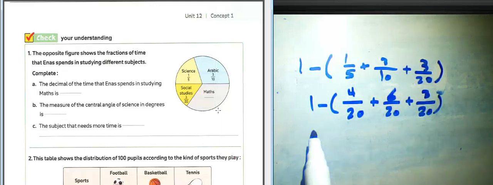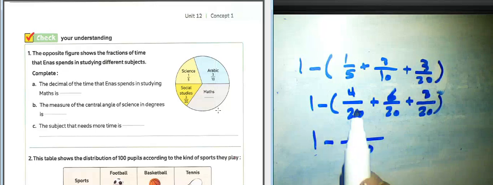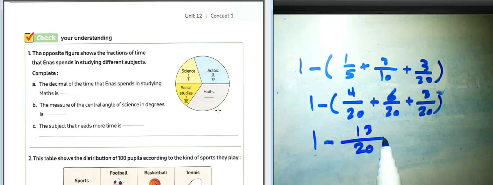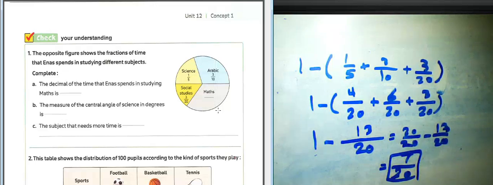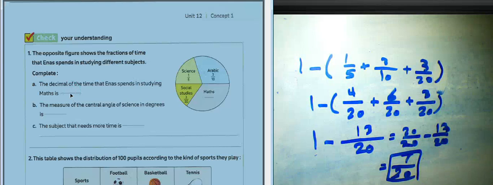And here 3 over 10. Add here: 4 plus 6 is 10, 10 plus 3 equals 13. We can convert 1 to 20 over 20. Subtract 13 over 20. 20 subtract 13, it will be 7. 7 over 20. Okay, so we must write in this space 7 over 20. Okay, my students, 7 over 20.